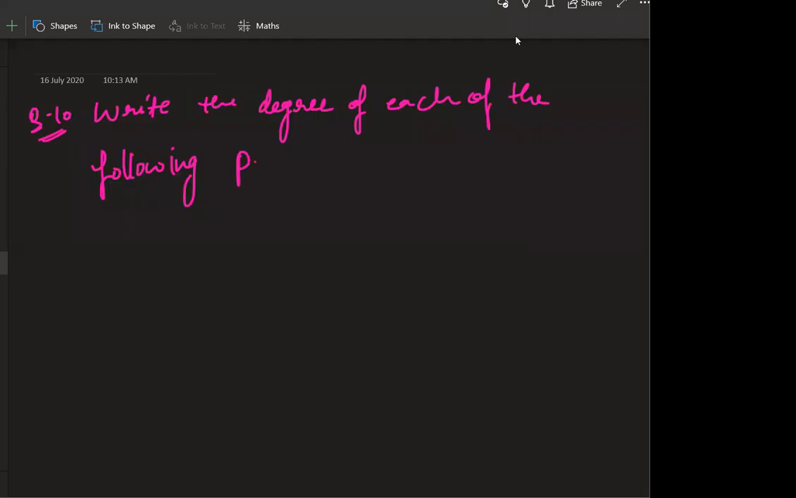Following polynomials. So what is degree? Okay, I haven't explained what the degree is. Now I'm going to tell you what is the degree. So degree is what? Whatever the highest power is there, that is called the degree of the polynomial.